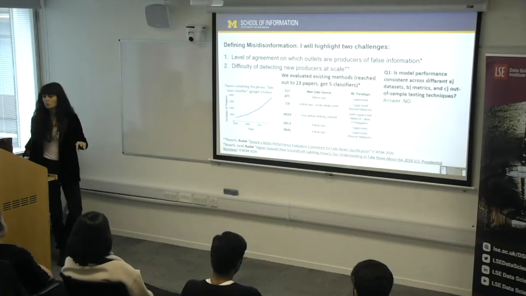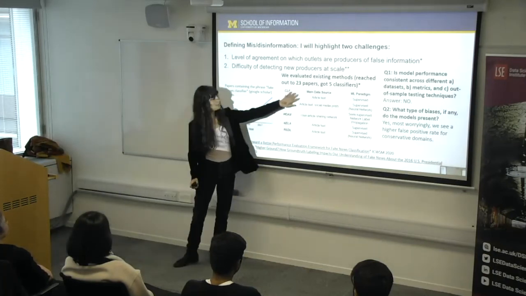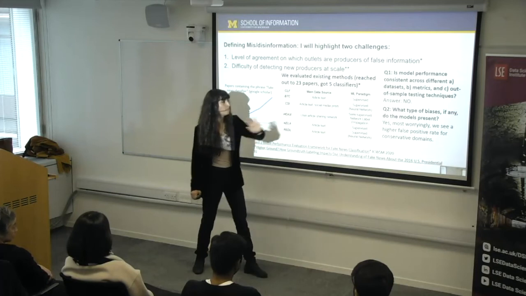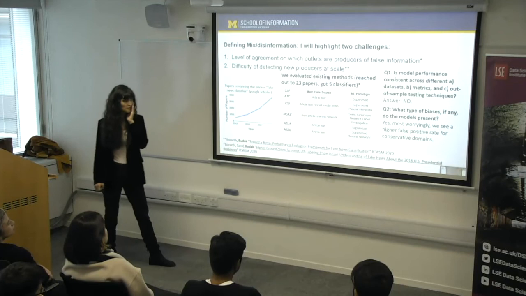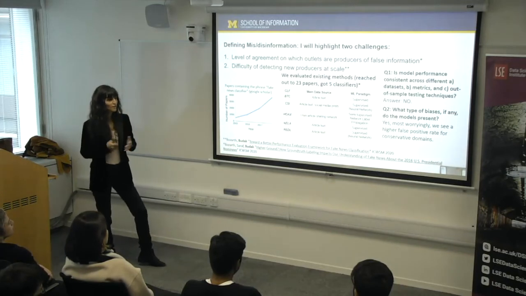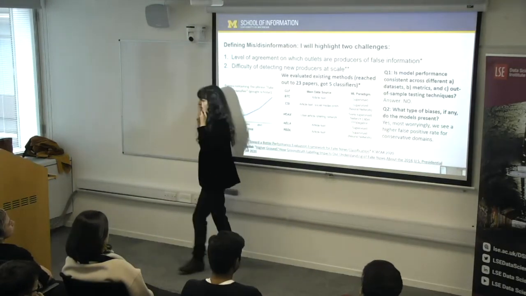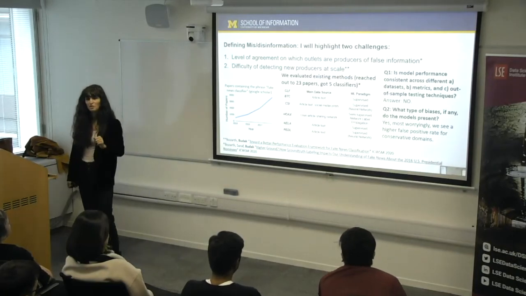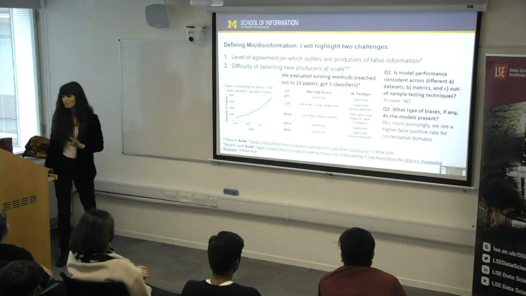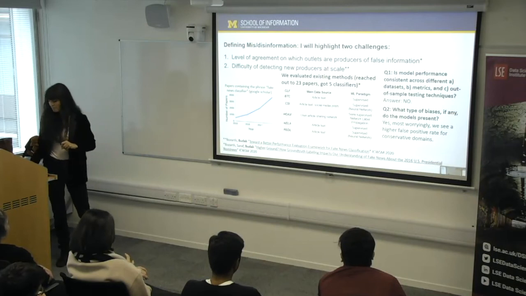I'll skip this. Basically, the point is that it's not that easy, right? If you look at the existing classifiers, unfortunately, there's little consistency across data sets, metrics, and sampling techniques used, and their performance varies drastically. And there are also biases we've seen across all classifiers we used. They actually had a higher false positive rate for conservative domains. So they're labeling conservative domains as misinformation. So that's obviously an important concern to address before we really deploy them in the wild.